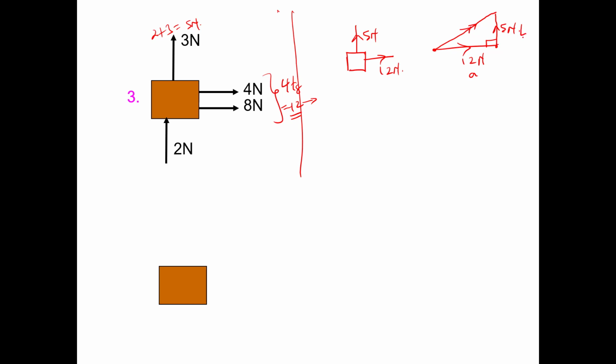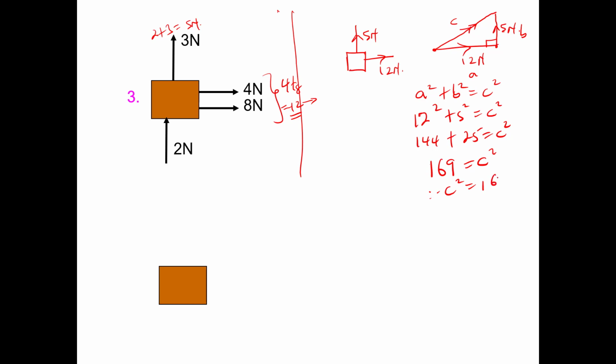And this is a right angle triangle. So if this is A, B, C, then we shall have that A squared plus B squared is equal to C squared. In other words, 12 squared plus 5 squared is equal to C squared. 12 squared is 144. 5 squared is 25. This is equal to C squared. 144 plus 25 is 169. This is equal to C squared. So C squared is equal to 169. Take the square root of C squared. Square root of 169. Use a calculator. Your C will be equal to 13 newtons.